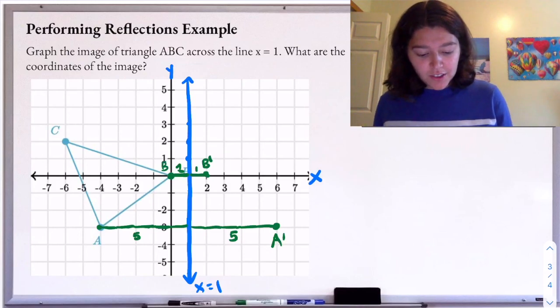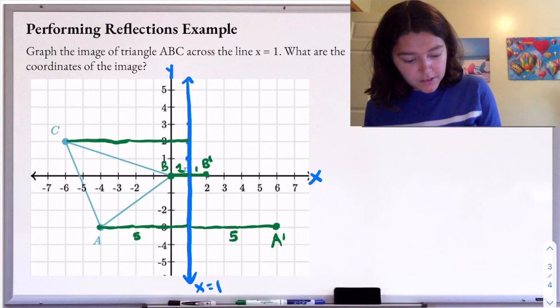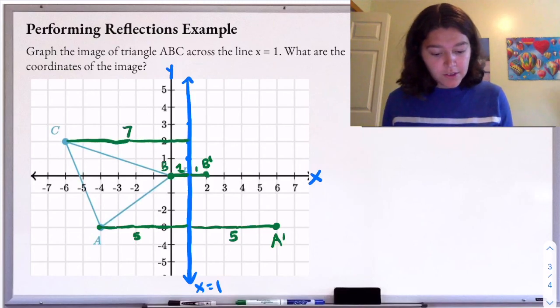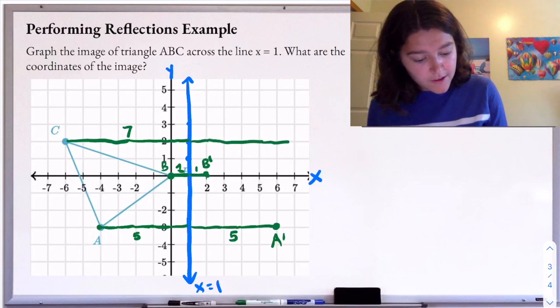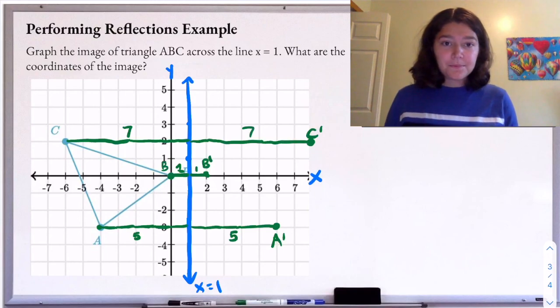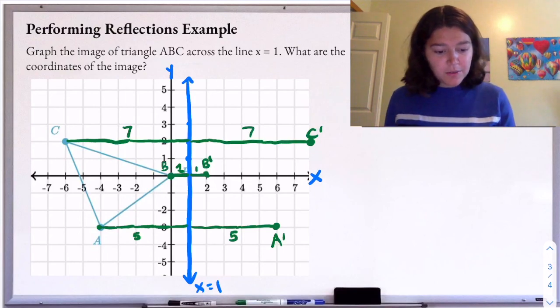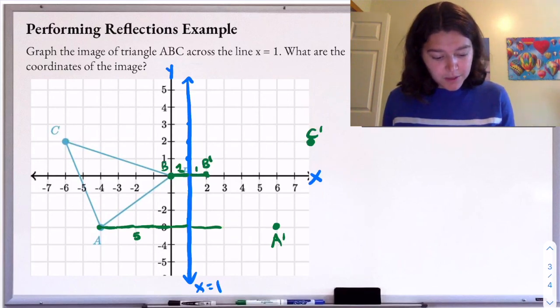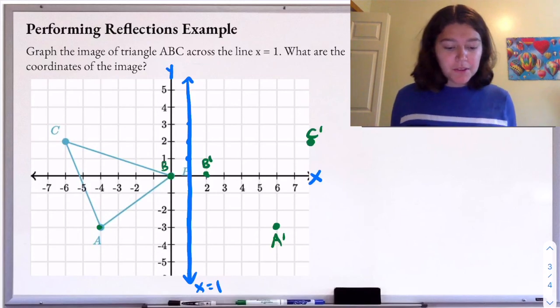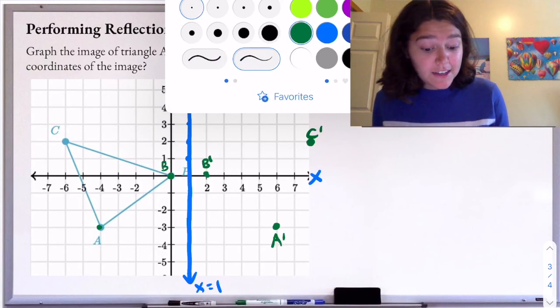And then finally, I can do that with C. C is going to be a distance of 7, if we count those squares. So we're going to go 1, 2, 3, 4, 5, 6, 7. It's a distance of 7, so this is going to be C prime. All right, so far I now have my points all set up. I'm going to erase these distances because that's going to make it hard to see what's going on. And now I have 3 new points, A prime, B prime, and C prime. So to get my new triangle, A prime, B prime, C prime, I just need to connect the points.